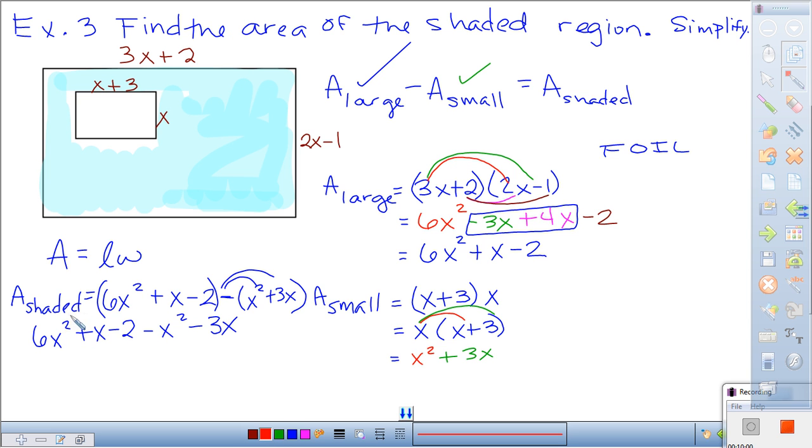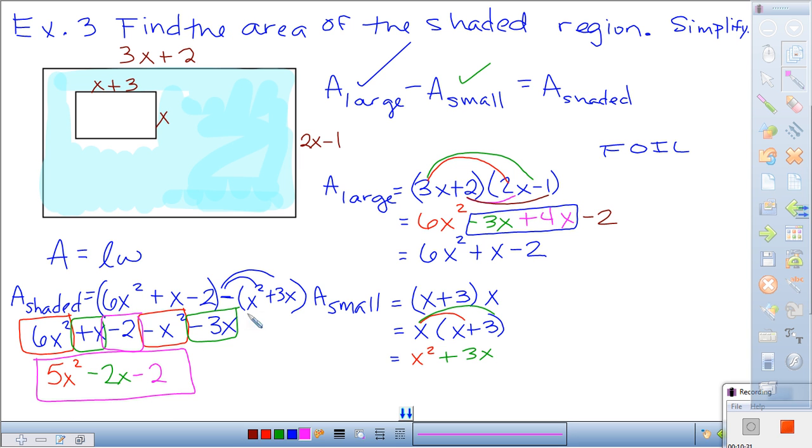And now I can simply combine like terms. I'll start with my x squared terms. I have 6x squared and negative x squared, so I end up with 6x squared minus x squared, 5x squared. And then next I'll do, in decreasing order, remember, because of standard form, my x term, so I have plus x and negative 3x. X minus 3x is negative 2x. And finally we have our negative 2 minus 2. And that right there is the area of our shaded region. We can't simplify it, so we are finished.